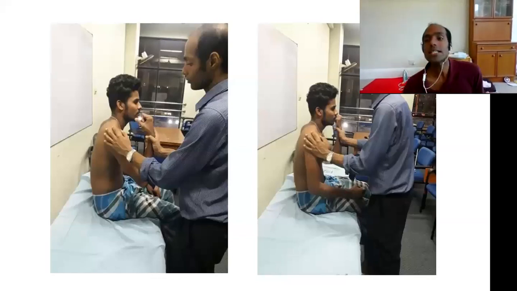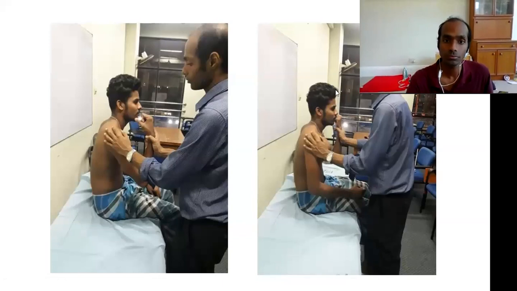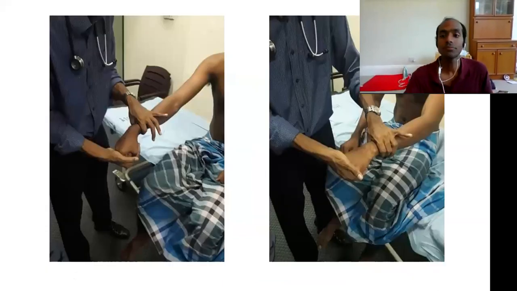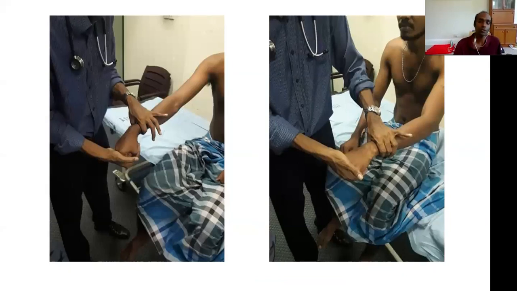Then at the elbow, it's just flexion and extension. Then wrist flexion and extension. Try to be quick, because upper limb examination can take a little more time. So be careful, time yourself, but this will come with practice, don't worry.